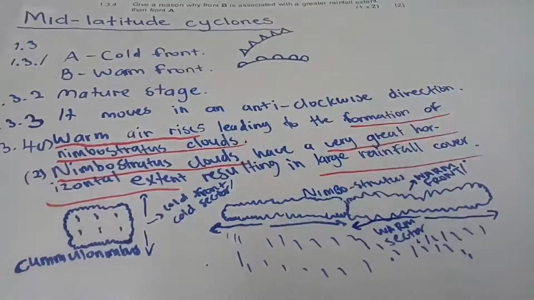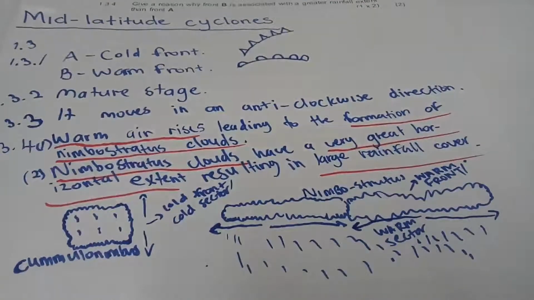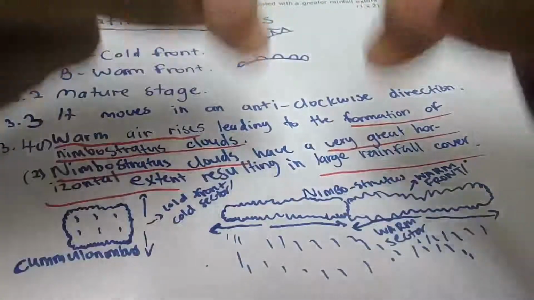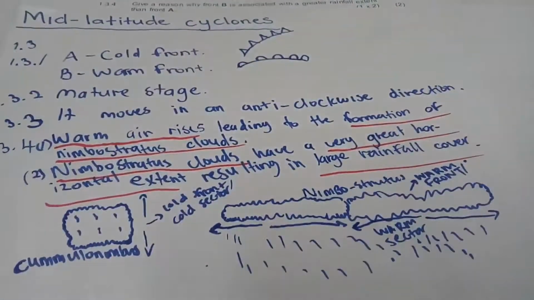But cumulus clouds, yes, they are also big, but in terms of vertical height. They are long in terms of vertical height. In terms of horizontal extent, nimbostratus clouds are longer, and therefore it's said to be associated with a greater rainfall extent.